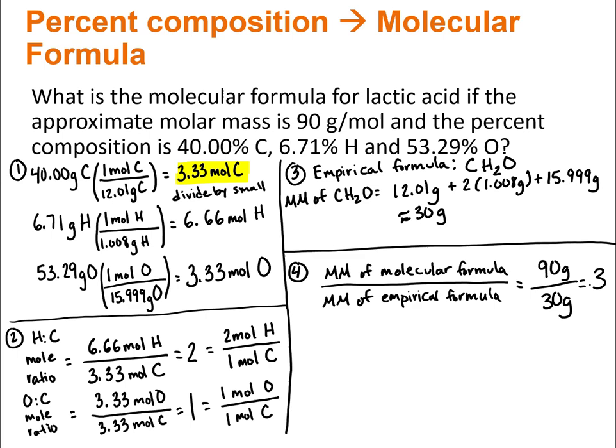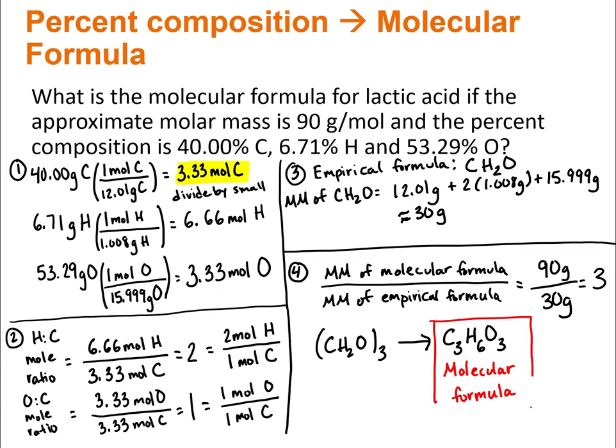So that means we have to take our empirical formula and multiply it by 3. And that's our molecular formula: C3H6O3.